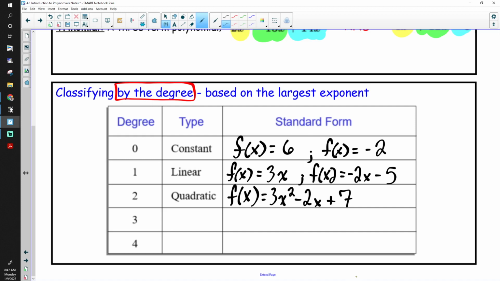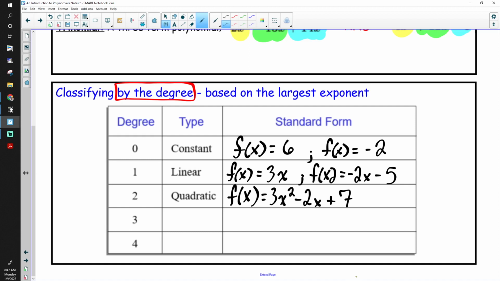And in that example, how many terms are there? If we classify by how many terms, it would be a trinomial. 3 terms, 3 wheels, tricycle, trinomial. Okie dokie.